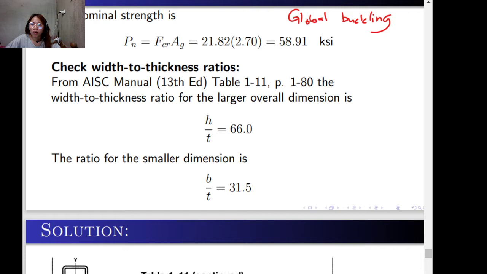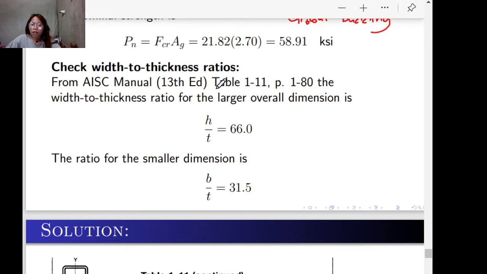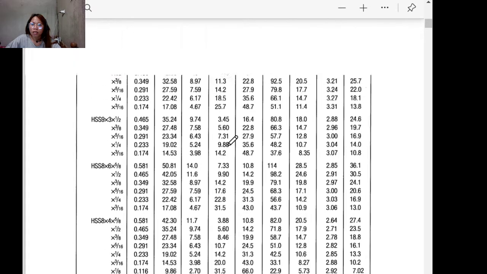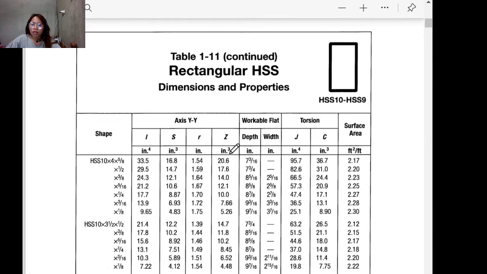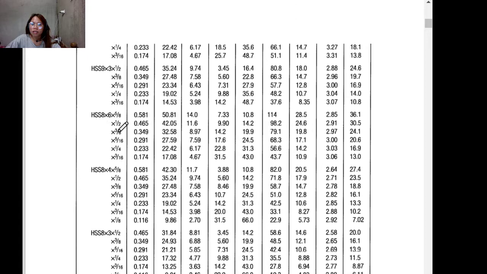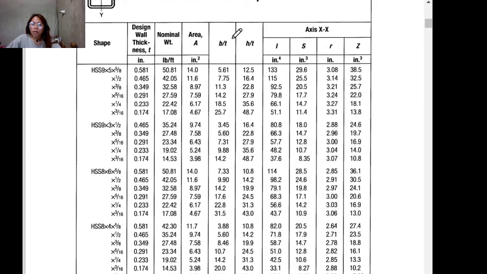Where is it? Table 1-11, no? This is Table 1-11 for regular HSS. Yes, this H. Okay, we have to use these values, B over T and H over T.